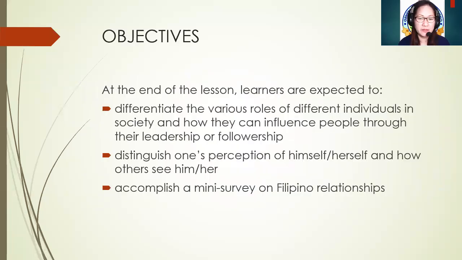For our objectives, at the end of the lesson, learners are expected to, number one, differentiate the various roles of different individuals in society and how they can influence people through their leadership or followership. Another, distinguish one's perception of himself and how others see him or her. And last, be able to accomplish a mini survey on Filipino relationships. So that's the objectives for today's activities and lessons. So moving on.